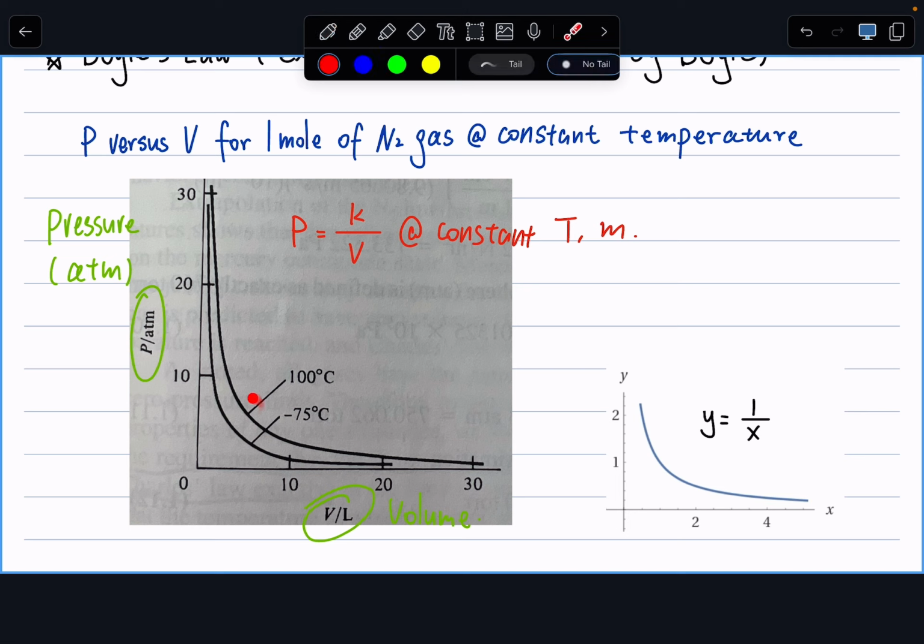And the reason we have two different curves here is, as you can see, when taking the measurement at different temperatures, both of them give you the same kind of relationship, that pressure and volume multiplied together equal a constant. But that constant might be different depending on what temperature we're looking at. All right, so this is Boyle's law.